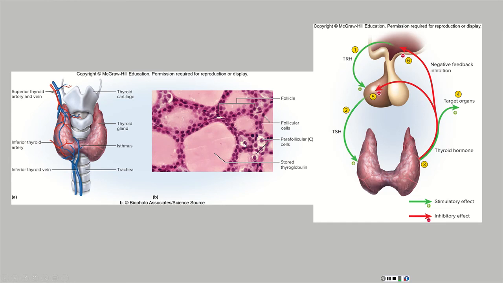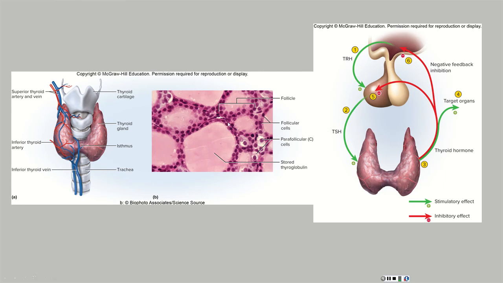We can also see these other cells that are in between the follicles, and typically they don't take stain very well. They appear clear or white. These are called parafollicular cells, or C cells. The C stands for clear cells. Now, the parafollicular cells and the follicular cells do two completely different things. So really, the thyroid gland is like two separate glands.